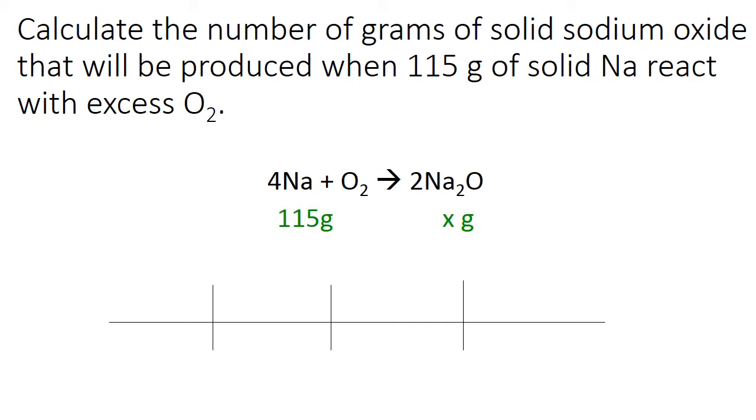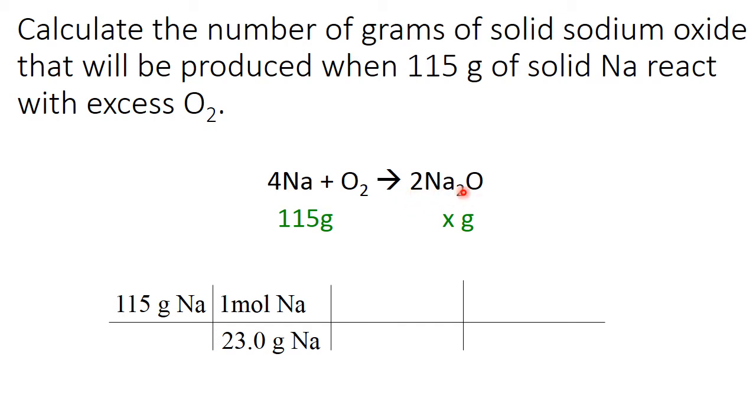Then we identify what we're given and what we want to find. We're given 115 grams of sodium. We want to find how many grams of sodium oxide that will produce. So first step, we go from grams of sodium to moles of sodium. We know in 1 mole of sodium we have approximately 23.0 grams. Now that we've gotten our moles of sodium, we will go to our balanced equation to find our mole ratio, to go from moles of sodium to moles of sodium oxide.